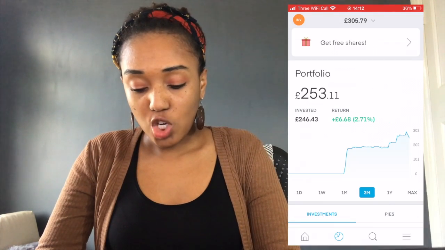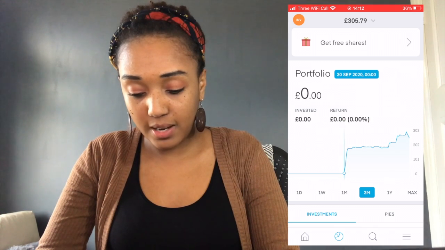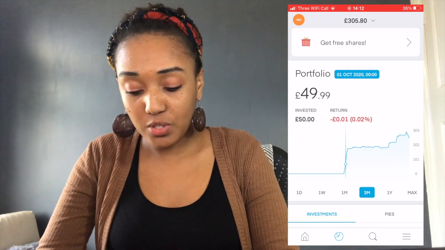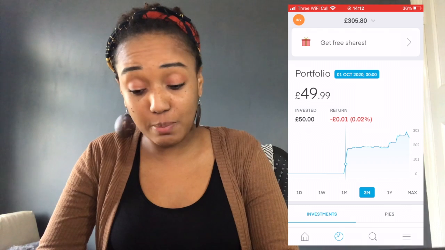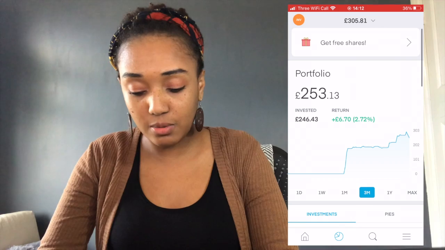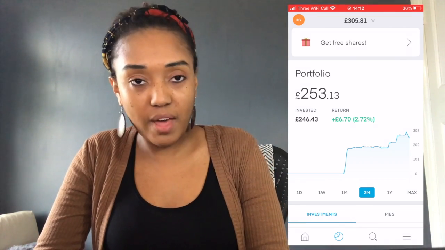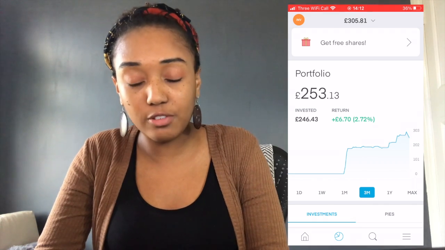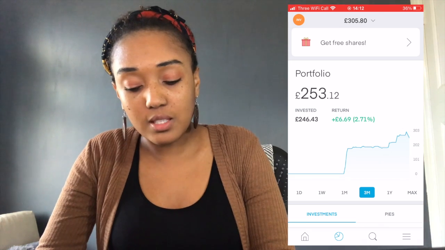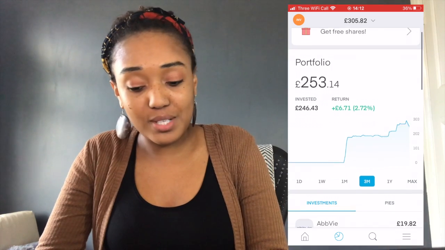So here I've got the chart, and I have the chart set for 3 months, and I opened my account I think on the 30th of September, and then I deposited my first amount of £50 on the 1st of October, and then you can see the growth from then until now. Some of that is due to me putting more money into the account, and some of that is due to free shares that I have received for providing my referral link. You can see that my return on my investments is currently £6.71. So now I'm going to go down to my investments.